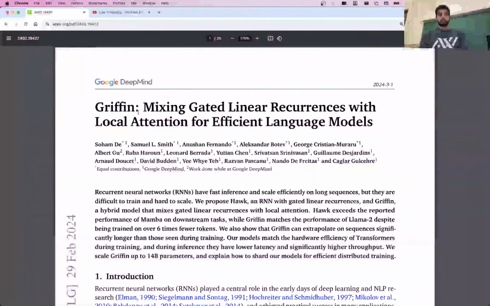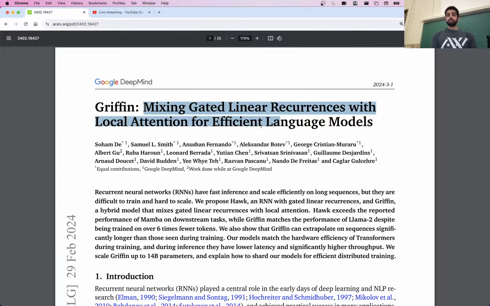So this paper was released at the end of February by DeepMind. You can see by the title that it's a hybrid type of model. It has gated linear recurrences, exactly what we just saw, and local attention. Local attention is a variant of self-attention where you restrict the window size of the attention so that it can only look at, say, the last 1,000 words or something like that.